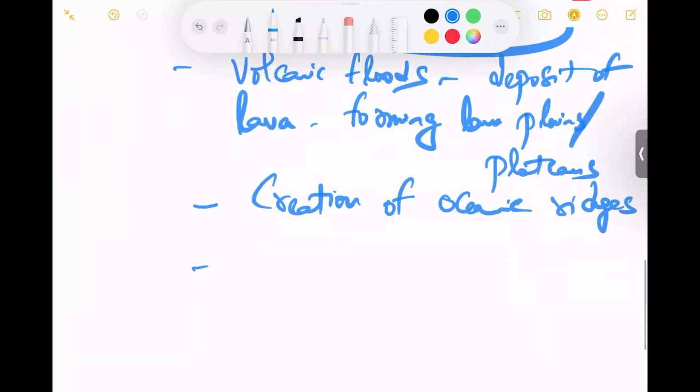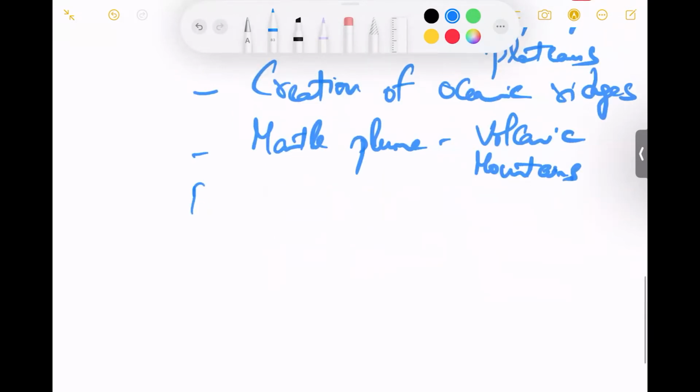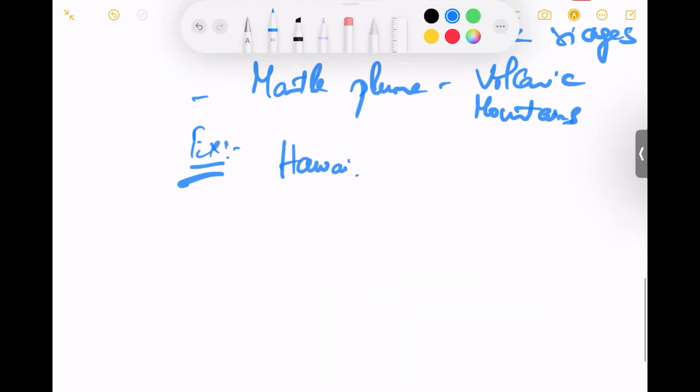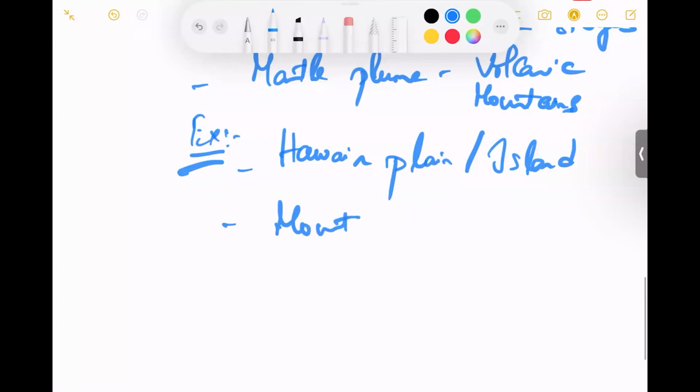And this mantle plume creates volcanic mountains or hills. And as we said, it also forms plains and plateaus. An example is the Hawaiian plain or island, which is an example of the extension of mantle plume, and also a place called Mount Chain in the Pacific Ocean.